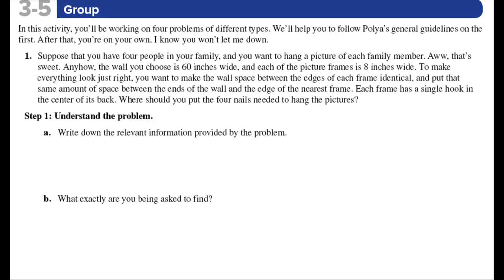All right, that was a lot of work, I'm sure. So write down the relevant information. Suppose that you have 4 people in your family and you want to hang a picture of each family member.